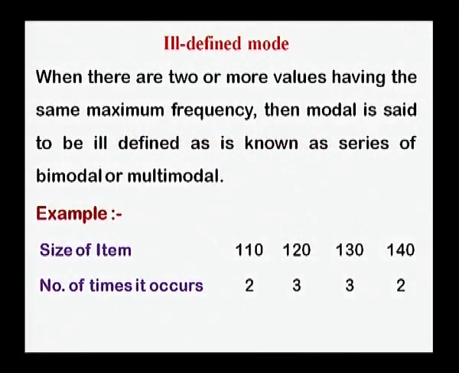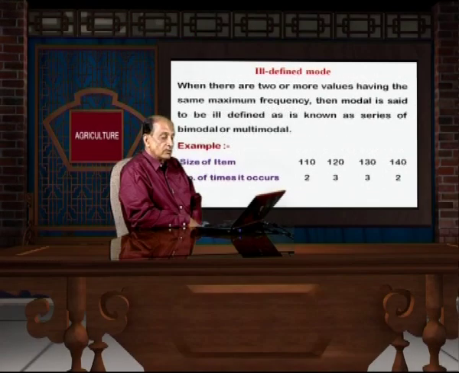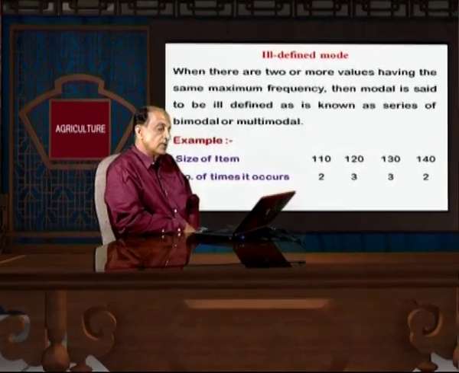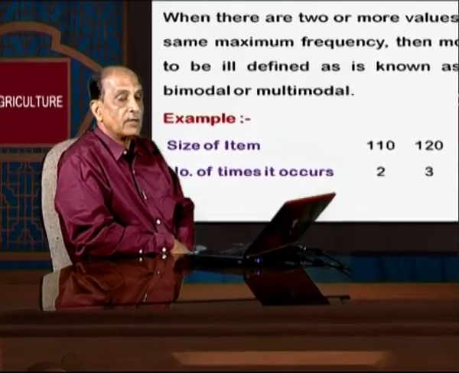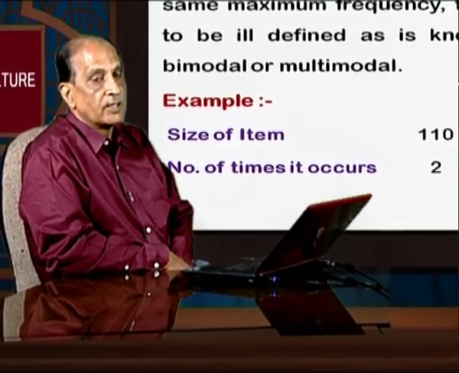Now, ill-defined mode. What is ill-defined mode? When there are 2 or more values having the same maximum frequency, then the mode is said to be ill-defined, as in a bimodal or multimodal series. Sometimes the highest frequency is given more than once in the problems, and then it is very difficult to locate the exact mode.